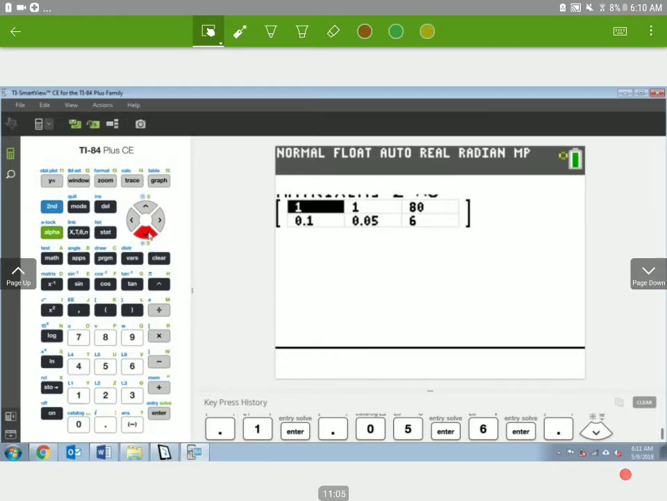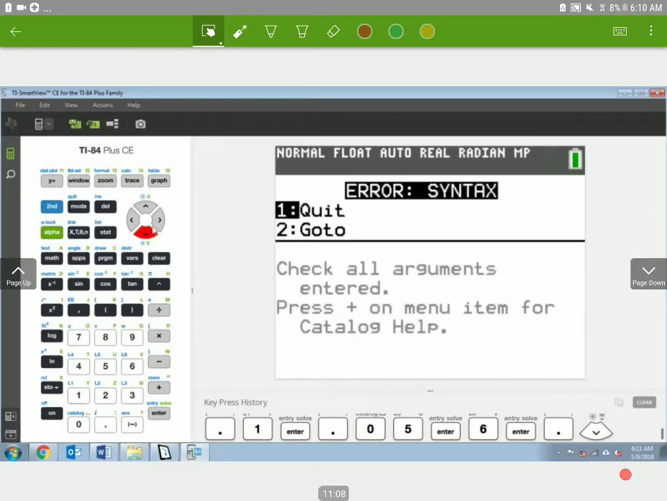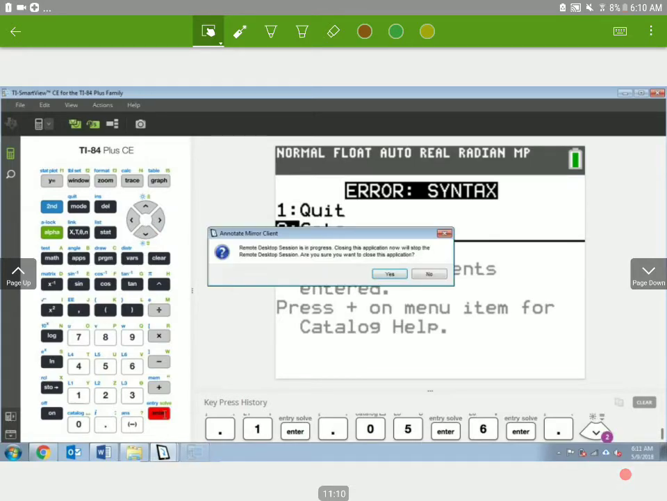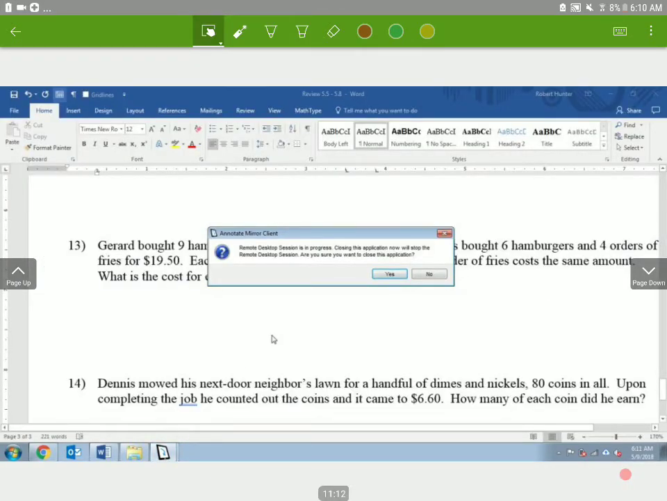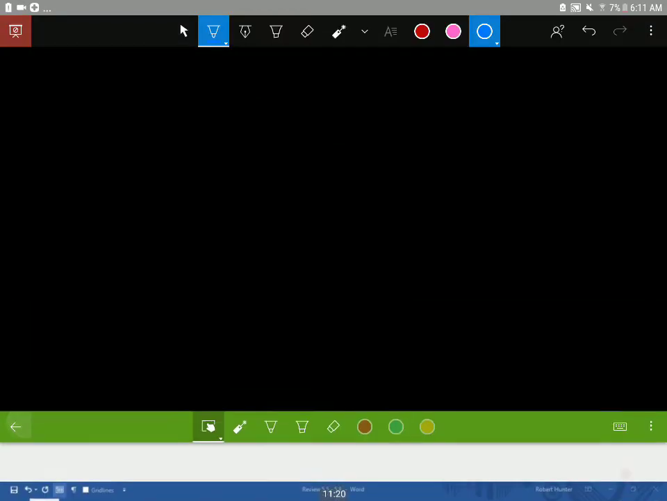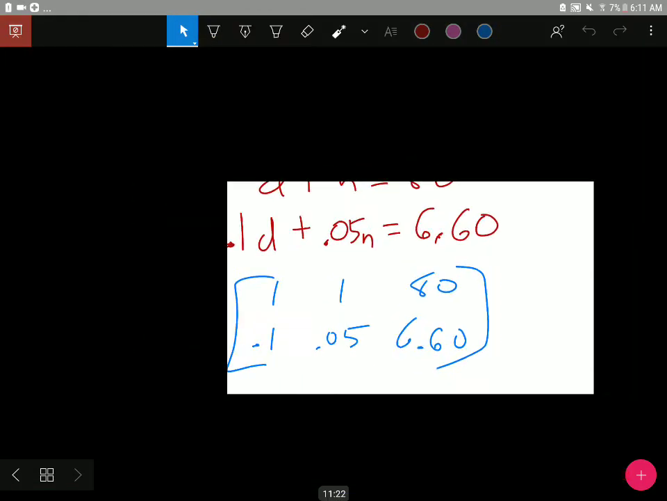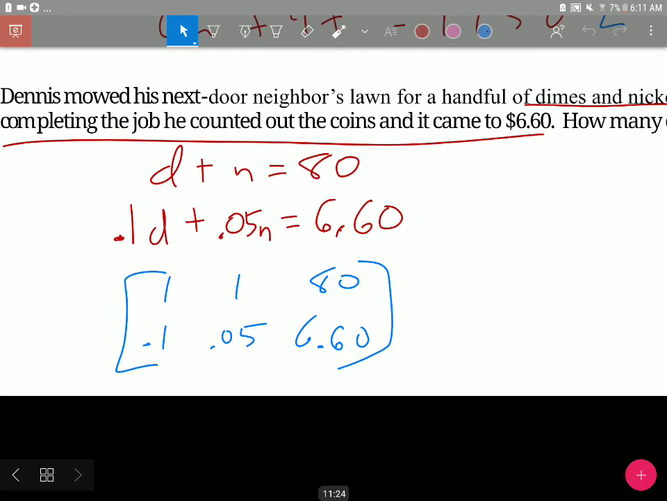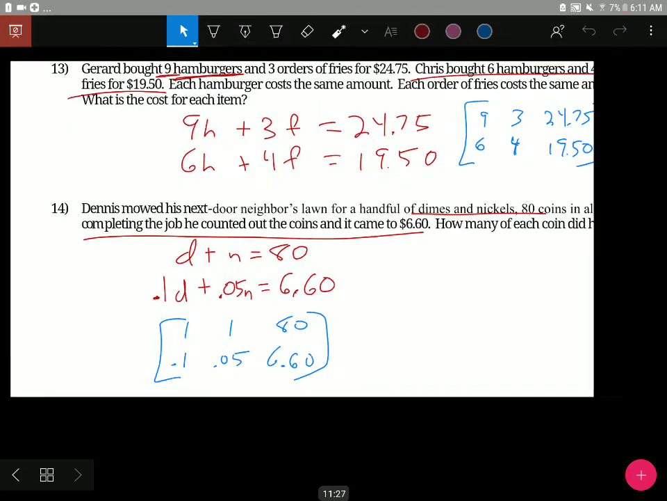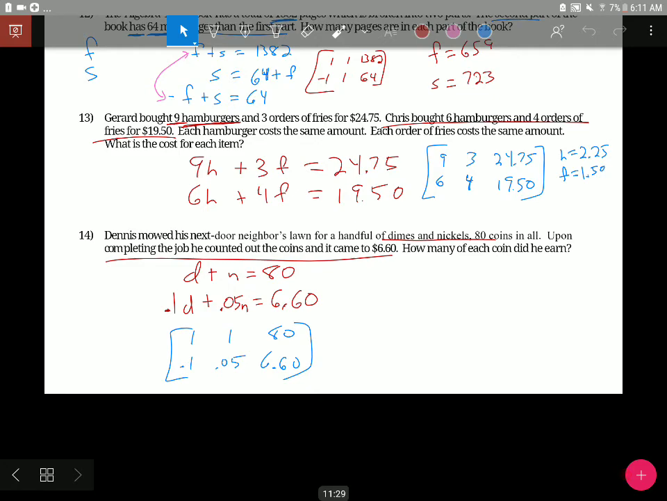Oh, computer just died. Whatever. You can go from there. I don't know the answer. But my computer just died. It went from 20% to dead. But anyways, there you go.